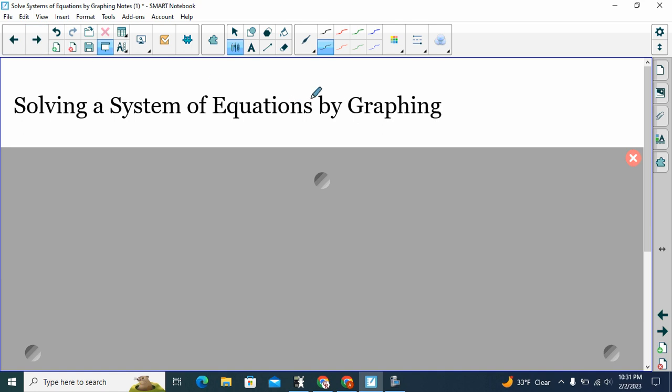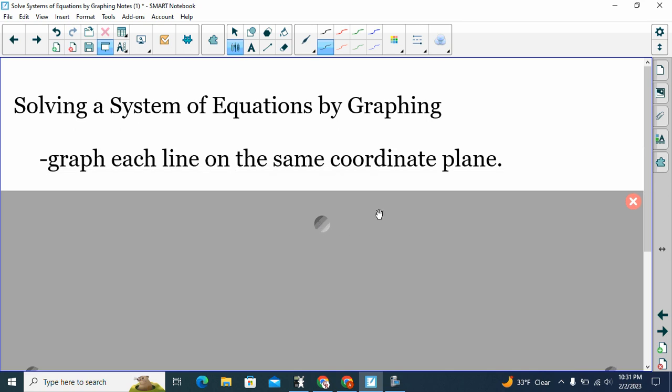To solve a system of equations by graphing, remember we have 2 equations. So we are going to graph each line on the same coordinate plane. Maybe I graph my coordinate plane, I graph the first one, I find the y-intercept, and I find the slope, and I get the points on the graph, just like that. Those are all the points that are solutions to the first equation. And then I graph my second one, and I get something that looks like this. Those are all the points that make the second equation true.